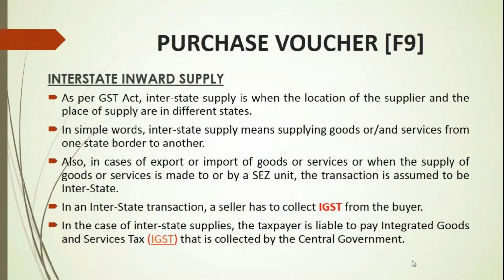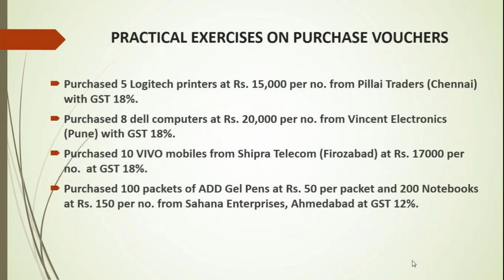Yes, so we had discussed the interstate inward supplies, where the IGST would be applicable, but not the CGST and the SGST. Accordingly, we had passed the first voucher, that is, purchased 5 Logitech printers at 15,000 per number from Pillai Traders, Chennai, with GST at 18%. And we had also moved to the second one, where we purchased 8 Dell computers at 20,000 per number from Vincent Electronics, situated in Pune, with GST at 18%.